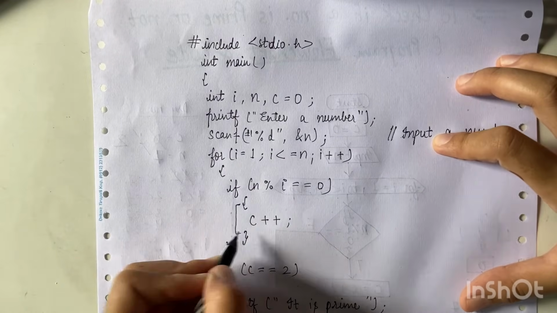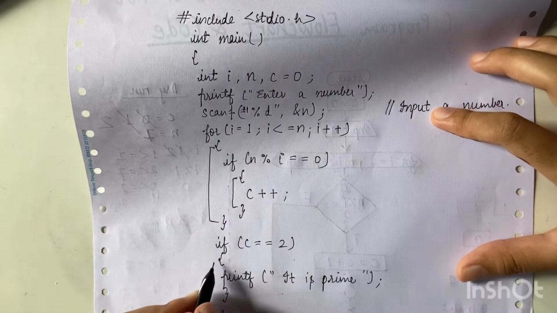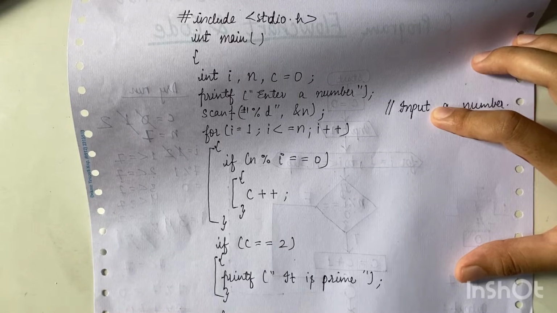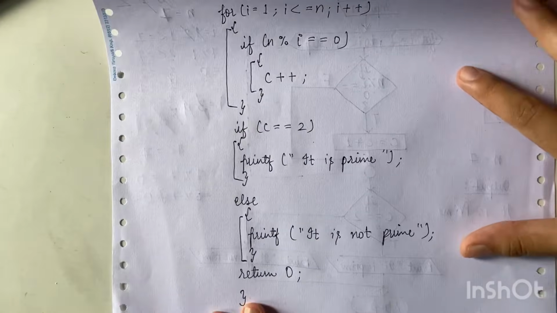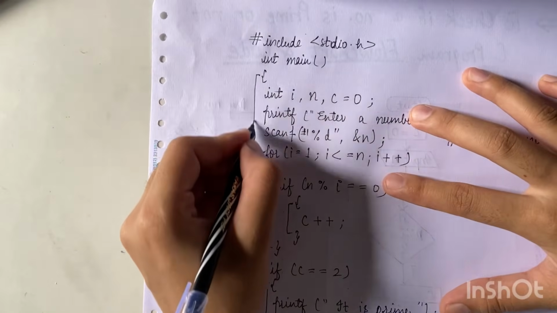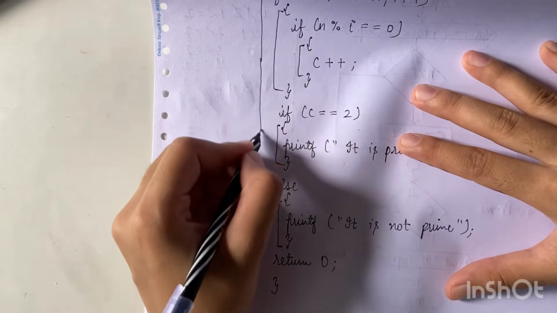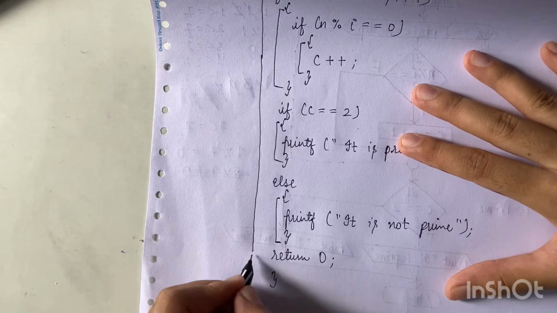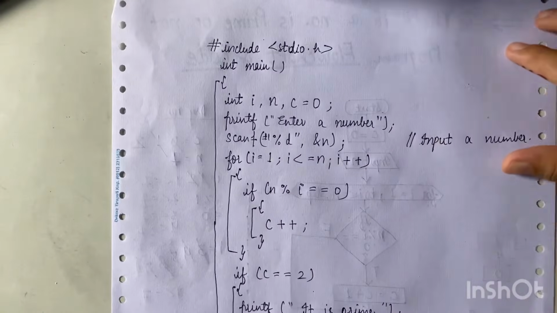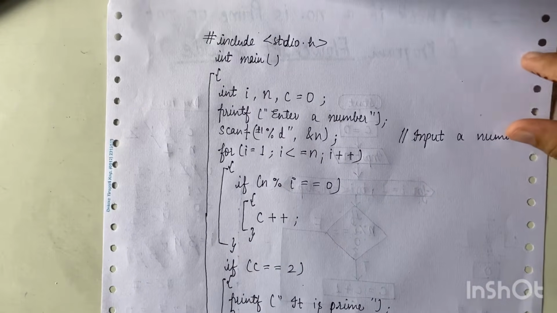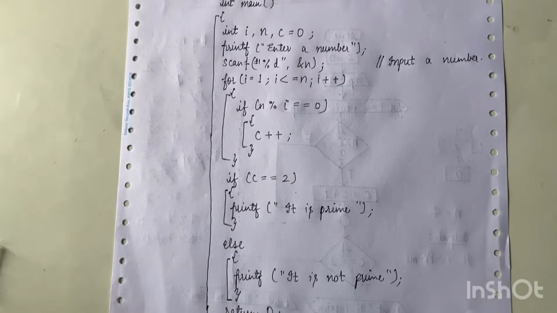So this is the if block, this is the for block, this is this if block, this is the else block, and this is the main function. I hope you guys understood the code. It is very simple as we did in the flowchart.